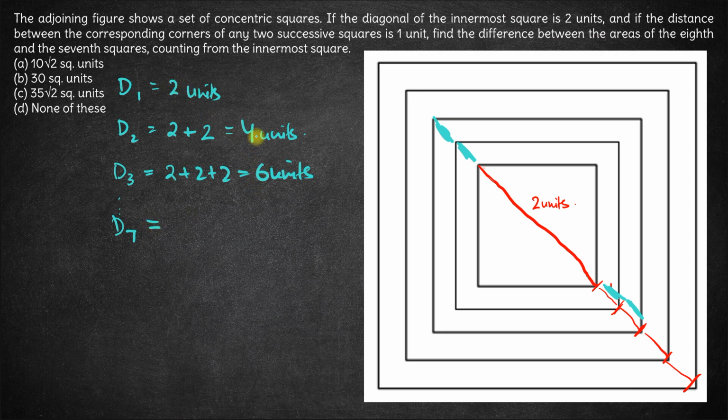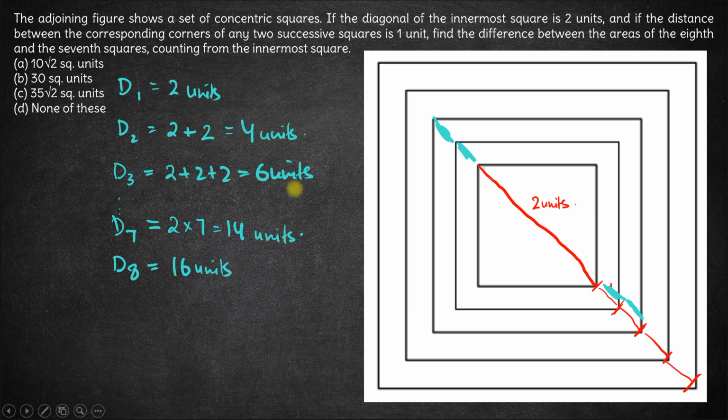Similarly, diagonal for the 7th square will be, for the first square it is 2 into 1, for second square it is 2 into 2, for third square it is 2 into 3. So for 7th square it will be 2 into 7, 14 units. And for 8th square the diagonal will be 2 into 8, 16 units. These are going to be the length of the diagonals.